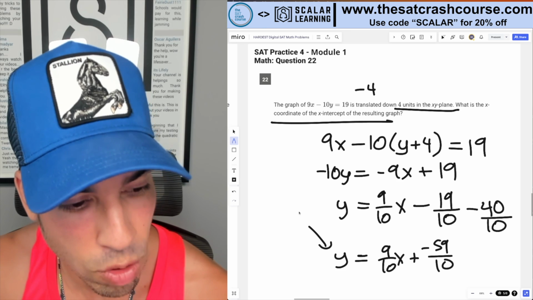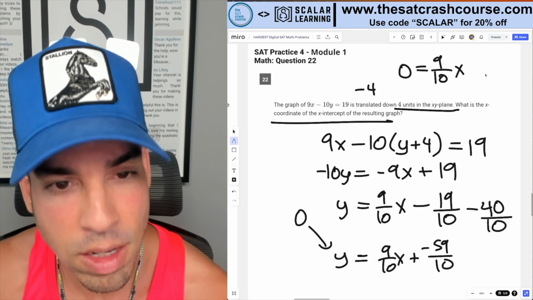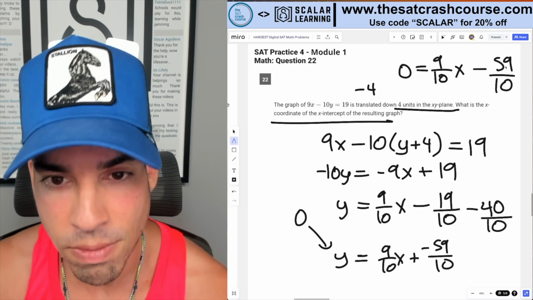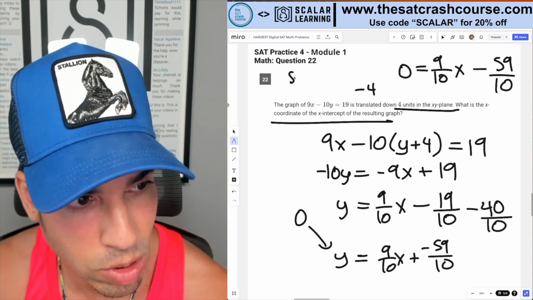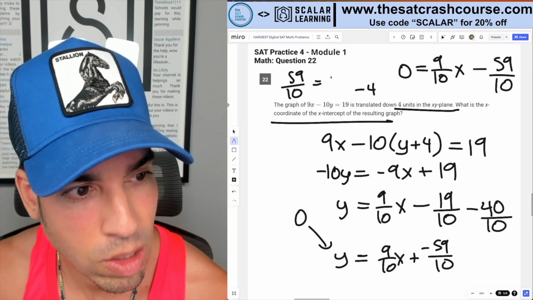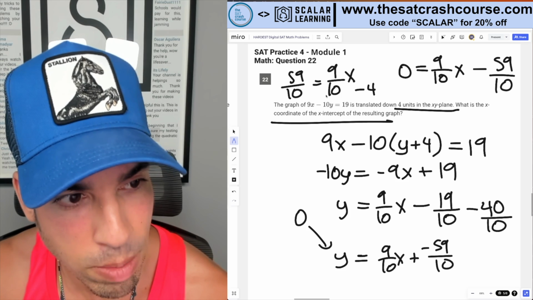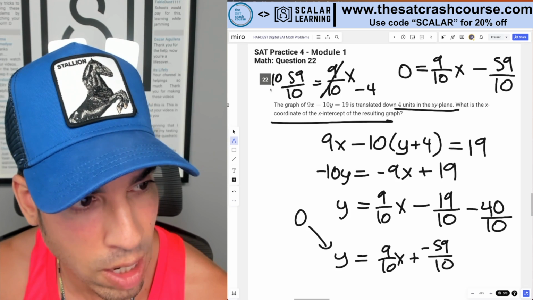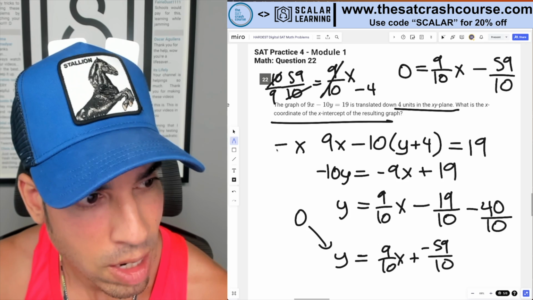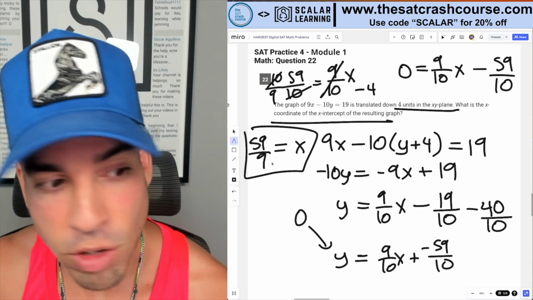So plugging in 0 for y, I now have 0 equals 9/10 x minus 59 over 10. Now I can solve as follows. I can add 59 over 10 to both sides. This will give us a nice fraction value instead of a decimal from Desmos. Equals 9 over 10x. Now to isolate, I'm going to multiply both sides by the reciprocal, which is 10 over 9. Boom, boom. And my final answer is x equals 59 over 9. That's my x-intercept.